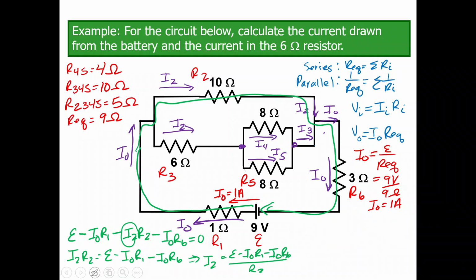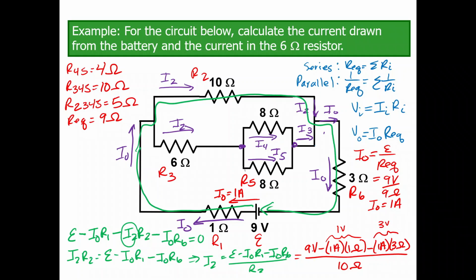And if I plug in, E is 9 volts, I0 is 1 amp, R1 is 1 ohm, I0 is 1 amp, R6 is 3 ohms, all over R2, which is 10 ohms. So I get 9 volts minus 1 volt, because this right here is 1 volt, minus 3 volts. So that gives me 9 minus 4, which is 5. So that gives me 5 volts over 10 ohms, which is 0.5 amps. So using that loop, I found that I2 was equal to 0.5 amps.